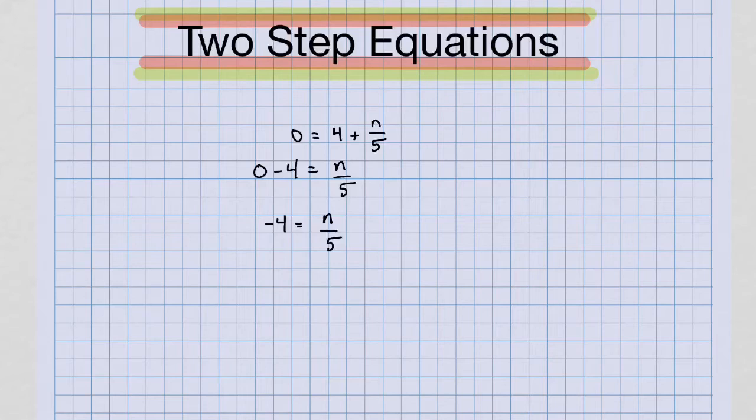Now here once again, something is being divided. n is being divided by 5. The operation here is division. So to get rid of it from this side of the equation, we need to multiply both sides by 5. We're doing the opposite operation. So to move it across, we need to multiply. So now we have negative 4 times 5 equals n. We're just going to say n equals negative 20. There's your answer: n equals negative 20.